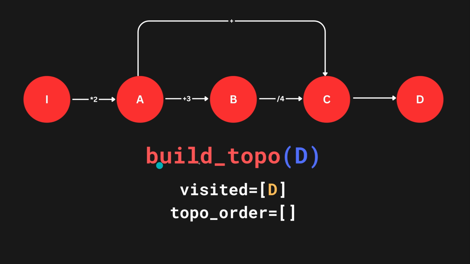So let's go ahead and start. The method we're going to be writing is build topo. It's very simple. The code is like 7 lines, but I just want to step through it because it can be a little bit confusing.